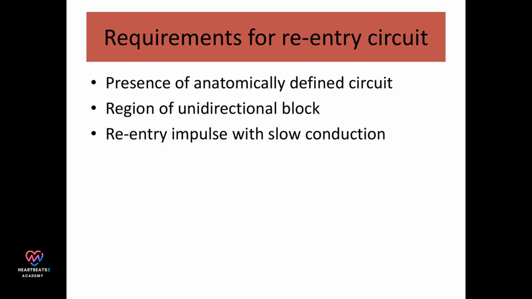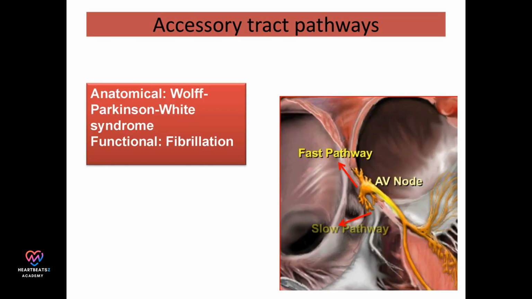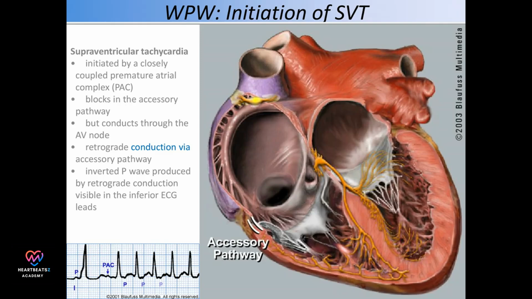atrium. This slide lists the requirements for a re-entry circuit, including an anatomically defined circuit and a region of unidirectional block. Accessory tract pathways, such as those seen in Wolff-Parkinson-White syndrome, are explained in this slide with a detailed diagram.